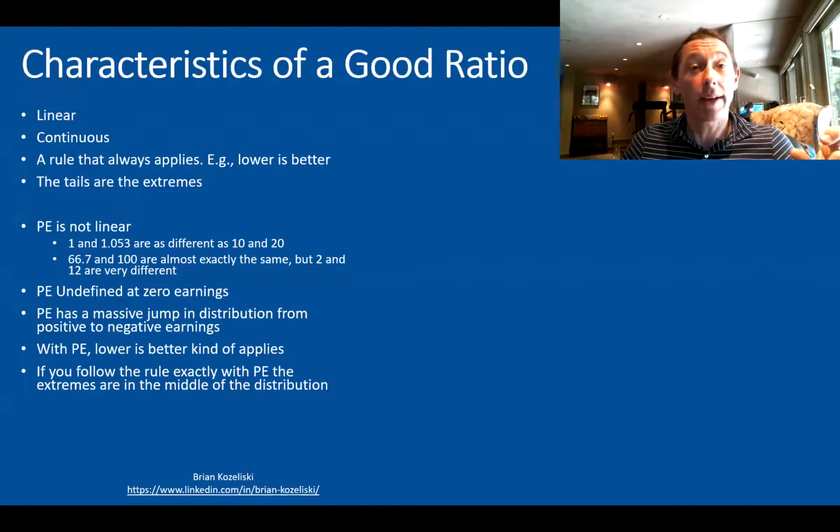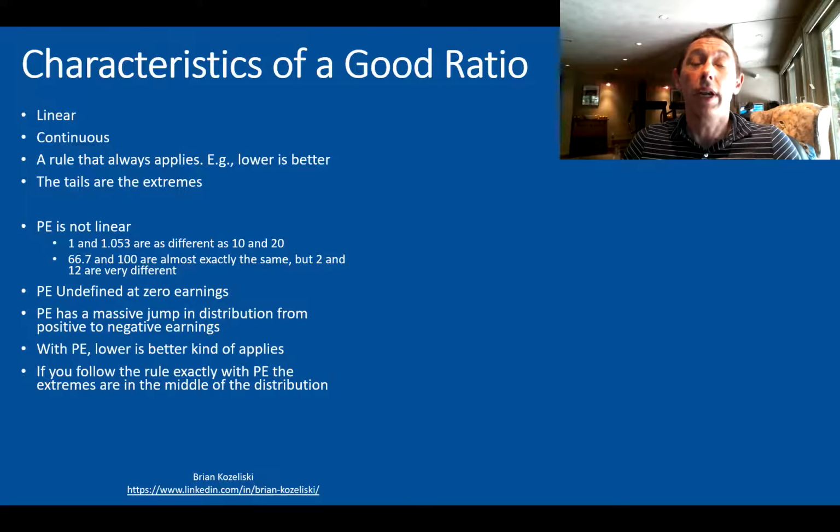It is also true that a PE ratio of 66.7 and 100 are almost exactly the same, but a PE ratio of 2 and 12, which has a smaller difference, is actually very, very different. And again, this comes down to how much the earnings are changing. We also have a problem. In a good ratio, we want it to be continuous. We don't want there to be any jumps in the distribution. Unfortunately, PE is undefined at 0. It also has a massive jump when earnings go from positive to negative.